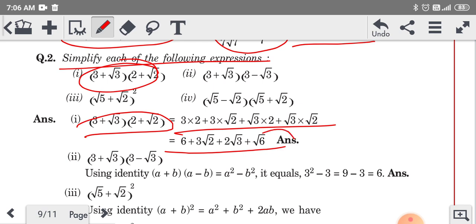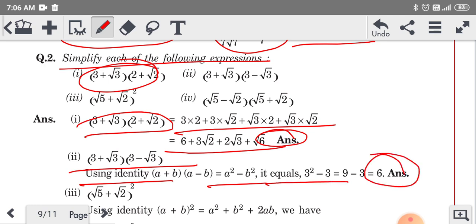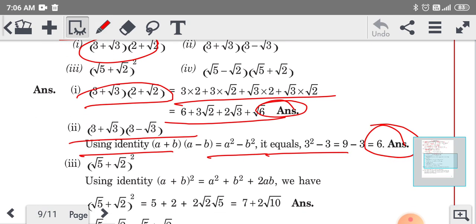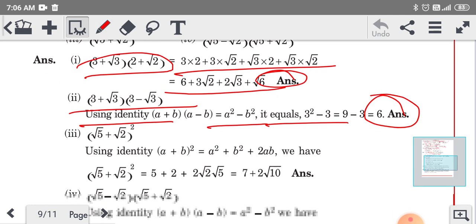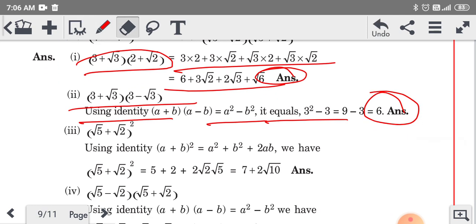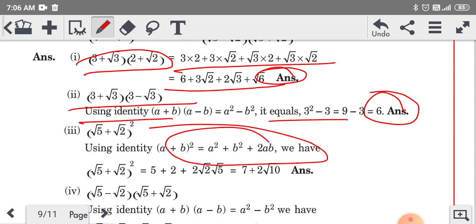रूट 6 आंसर्स. एंड सेकंड कहते हैं 3 प्लस अंडर रूट 3 माइनस अंडर रूट 3, यूजिंग आइडेंटिटी a प्लस b a माइनस b, a का स्क्वायर माइनस b का स्क्वायर इक्वल्स 3 का स्क्वायर माइनस 3 इक्वल टू 9 माइनस 3 रूट 6 आंसर. एंड नेक्स्ट थर्ड कहते हैं अंडर रूट 5 प्लस अंडर रूट 2 का स्क्वायर. सो यूजिंग द आइडेंटिटी a प्लस b का होल स्क्वायर a का स्क्वायर प्लस b का स्क्वायर प्लस 2ab, we have under root 5 plus under root 2 square, so that is our answer.